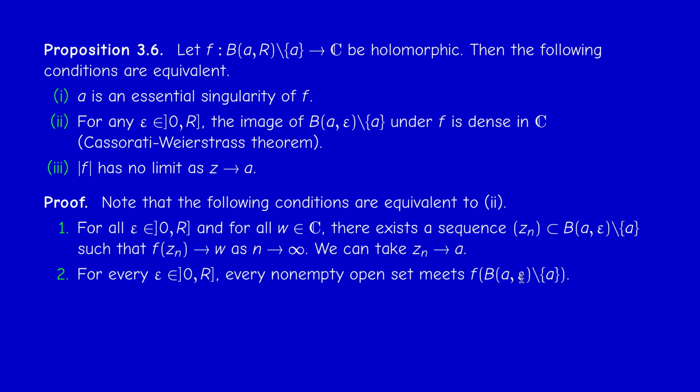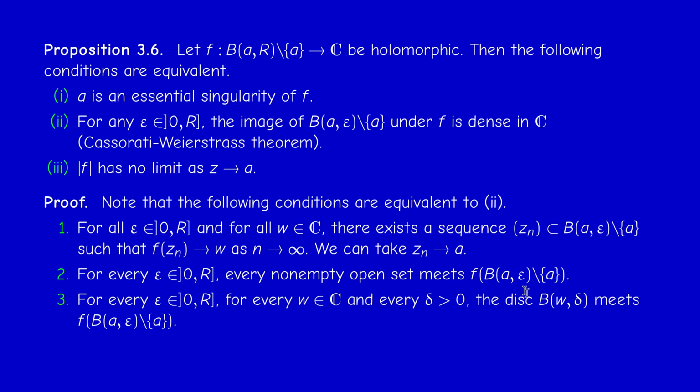And the second condition is also a characterization of density. A set is dense in C if every non-empty open subset of C meets the set, which is f of this punctured disk. Or any disk of center w and radius delta meets this. So just three reformulations of the idea of density, that we learned in the topology course.